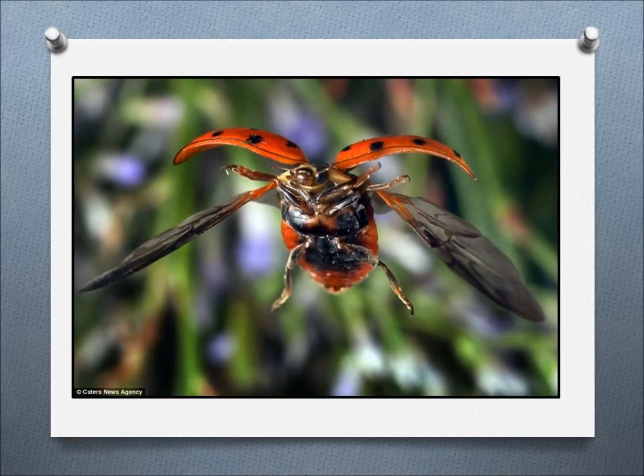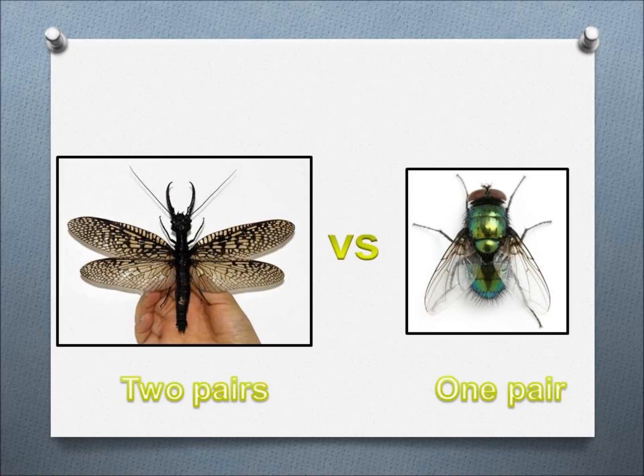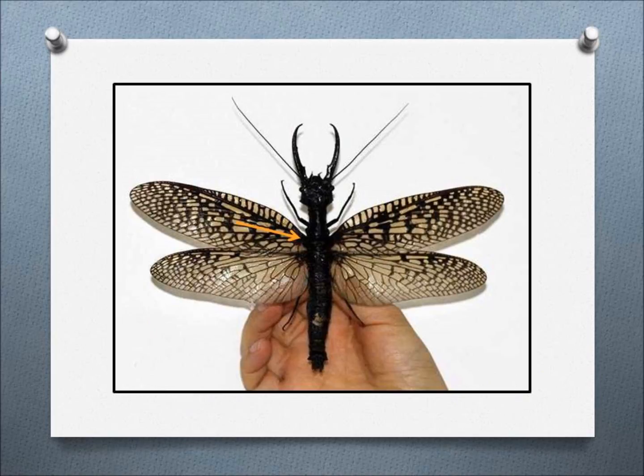Insects were the first creatures on Earth capable of flight. With wings, insects could escape predators, cover more distances to search for food, water, mates, and colonize new areas. All flying insects, aside from flies, who have 1 pair of wings, hence the name diptera, meaning 2-winged, have 2 pairs of wings, one attached to the upper mesothorax and the other on the upper metathorax.